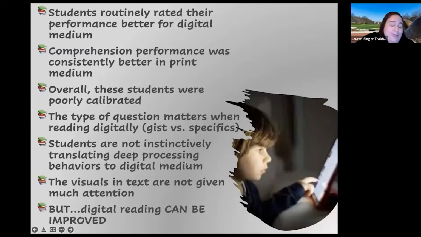But what's wonderful, and again, not all doom and gloom in this talk, is that we found digital reading can be improved. A simple 30-minute intervention allowed comprehension and overall speed to get better. We can make a difference in our students' reading.